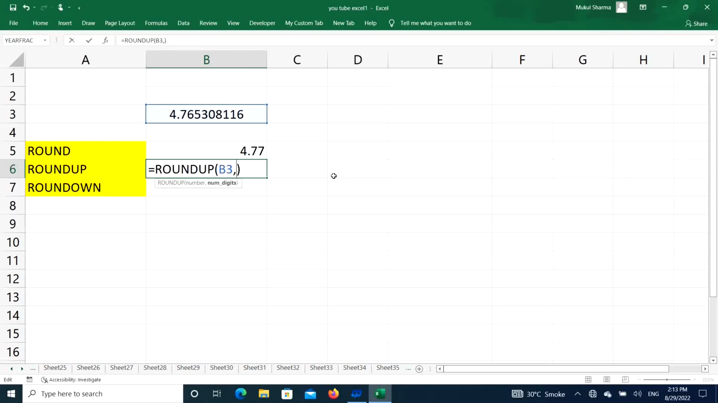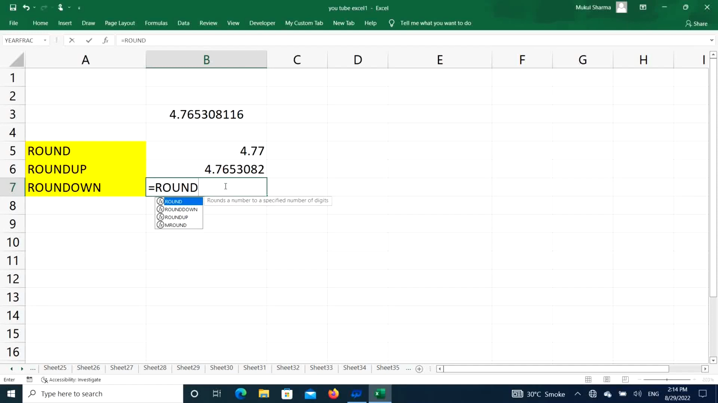Let us say we type 7 here. Now the expected answer would have been 4.765308 and 1, but instead we are getting 8 2. This is at the 7th position. Now see, it is incrementing every number which it encounters. Now in the case of ROUNDDOWN, that means it will round down the number towards 0.